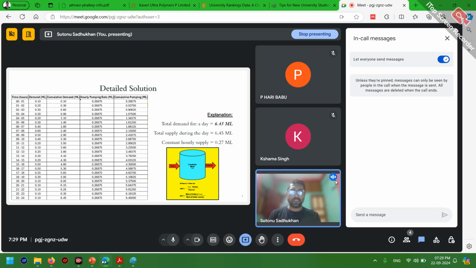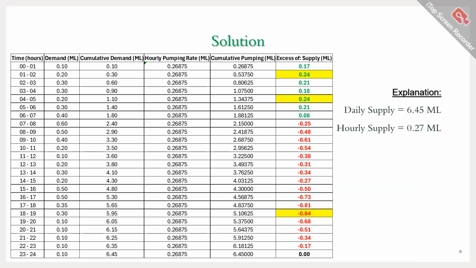So till this point, I hope it is clear. So now the next column we have added is the excess of supply. Daily supply is 6.45 ml, hourly supply is 0.27 ml, which is 6.45 divided by 24. Excess of supply, how did we calculate that? We calculated it this way.